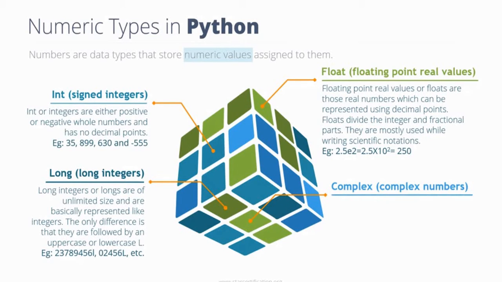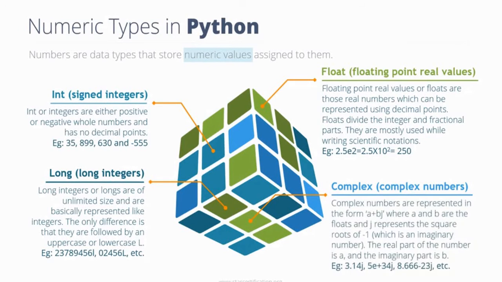Complex, or complex numbers. Complex numbers are represented in the form a plus bj, where a and b are floats, and j represents the square root of -1, which is an imaginary number. The real part of the number is a and the imaginary part is b. They are rarely used in Python programming.